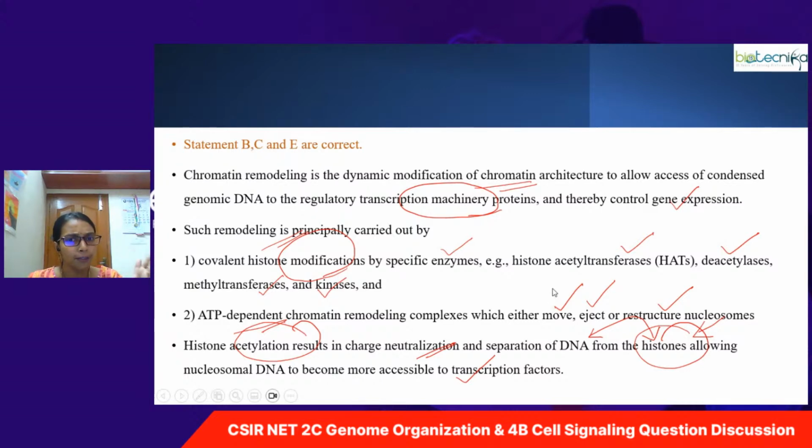So this was enough of the questions I had asked, and no more questions will be coming from Genome Organization. In case I find any, I will definitely share them with you. In the next session, I want you all to study cell signaling and come, because I'll be asking questions from cell signaling, all the signaling pathways.